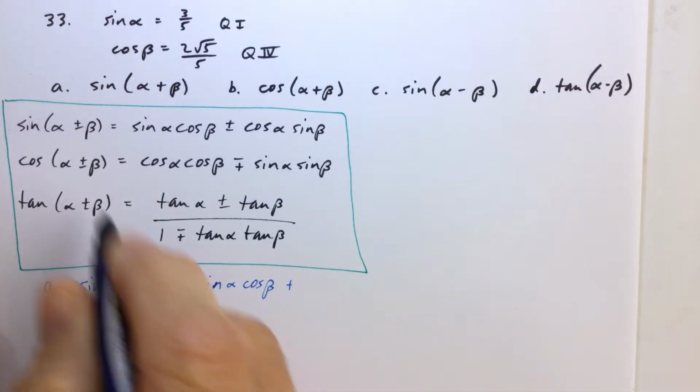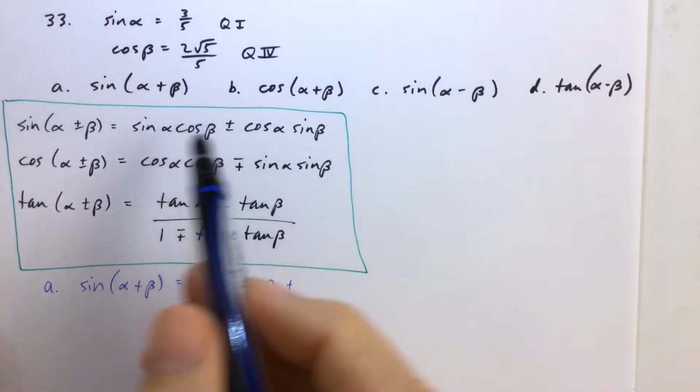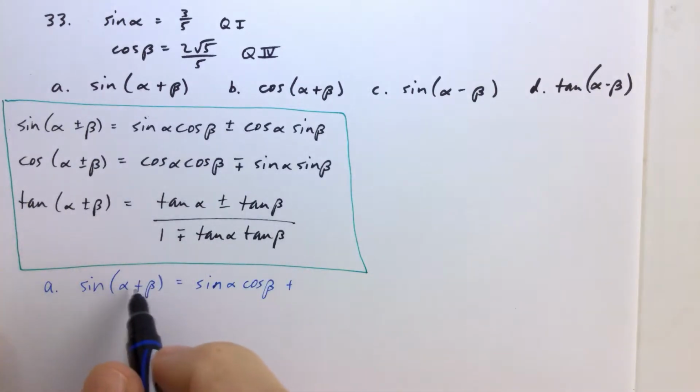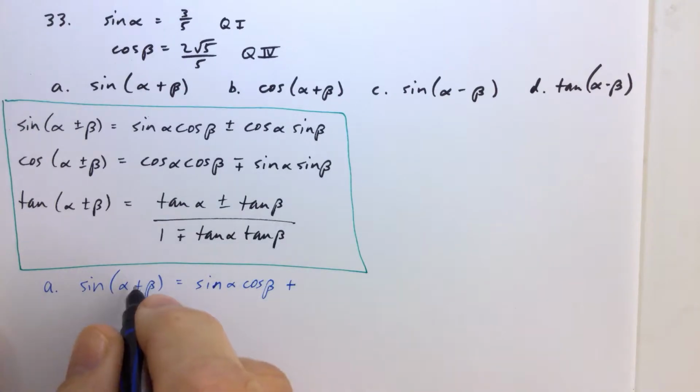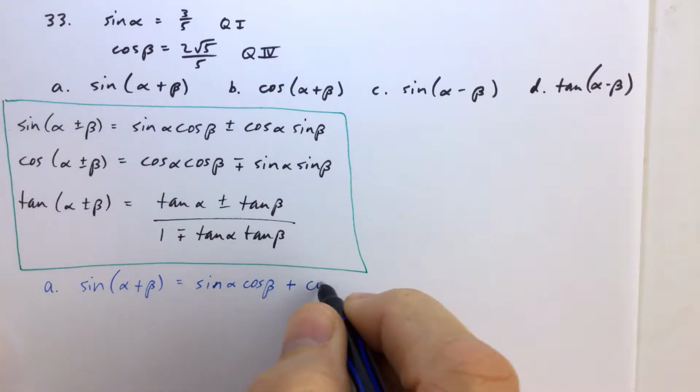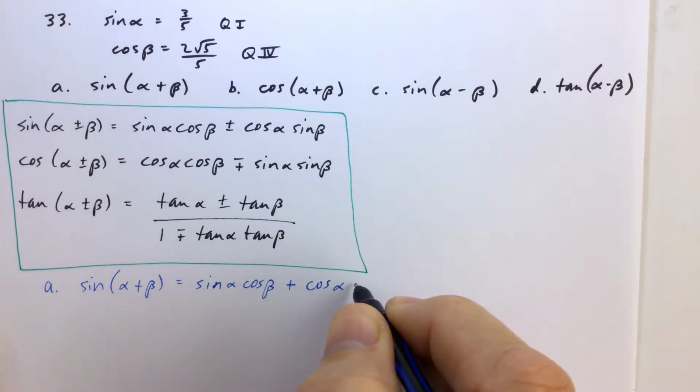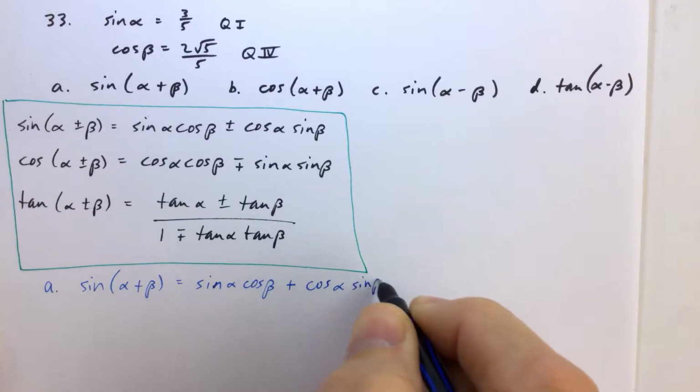So when you have the sine, notice the sign is plus, plus, minus, minus. So the signs are the same. So that's the way I remember it. Signs are the same. So if it's plus here, it's going to be a plus here. And then we have cosine of alpha multiplied by the sine of beta.